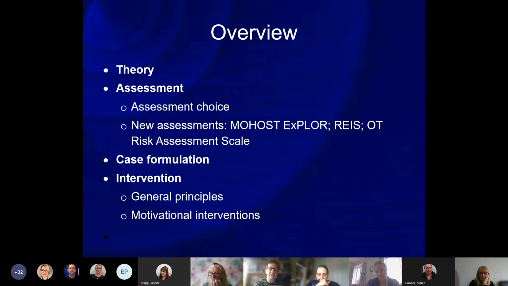Pretty much everything, 90% of what I'm going to be telling you, is covered in the MOHO workbook that's available on the OT team site. So you probably have no need to take loads of notes, but that's your call.